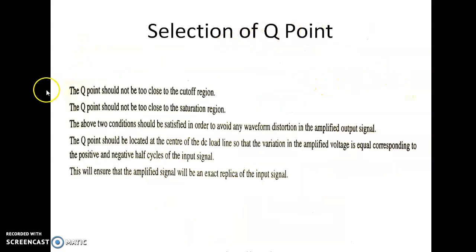So selection of Q point. The Q point should not be close to cutoff. Q point should not be in saturation. It should lie on the center of the DC load line for proper amplification of the input signal, and the output is an exact replica of the input signal.